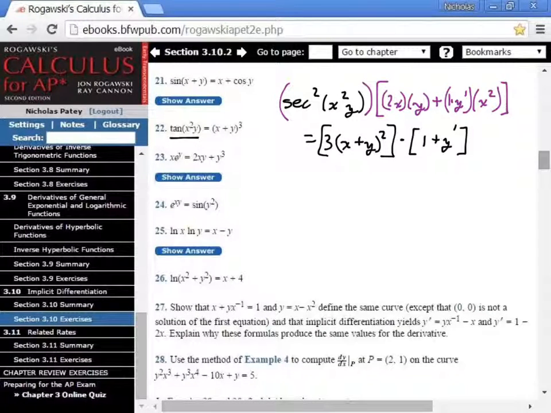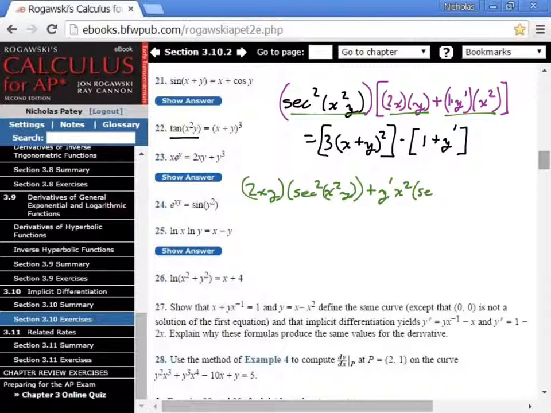Okay, so here we go. If I go secant times this first term, it's going to be 2xy times secant squared of x squared y. And then multiply it times the second one, it's going to be plus y prime times x squared times secant squared x squared y.